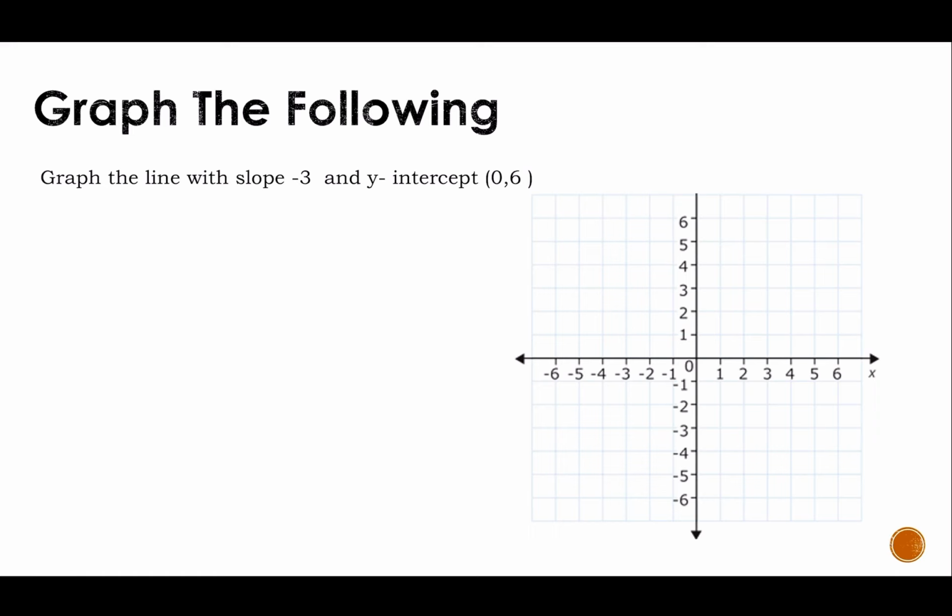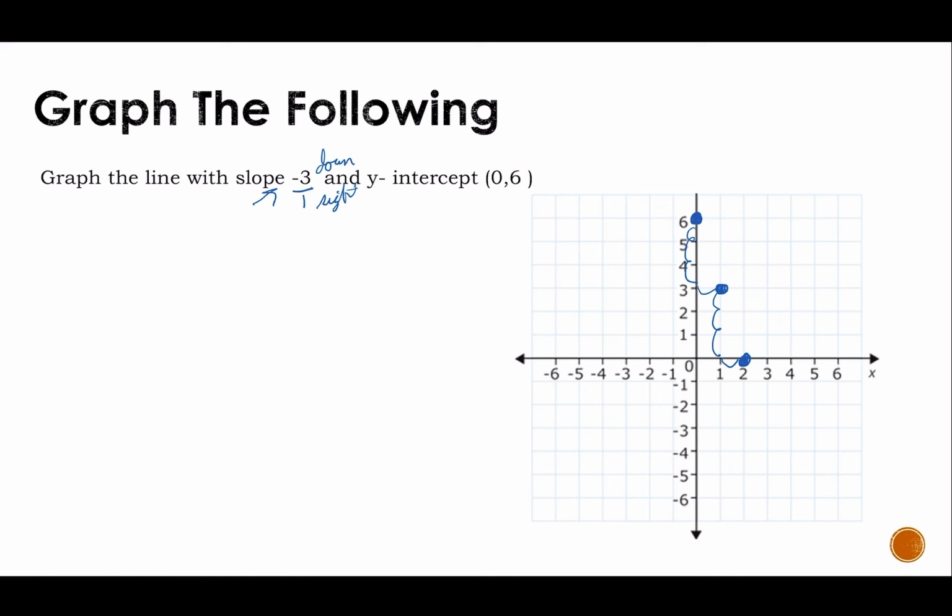Next, let's graph the line with slope -3 and y-intercept (0, 6). So I'm going to plot my y-intercept first. That's at 6. My slope is -3. That means I'm going to go down 3 and to the right 1. We always want to write integers as a fraction over 1. So I'm going to go down 3 over 1. I could do that again, down 3 over 1.